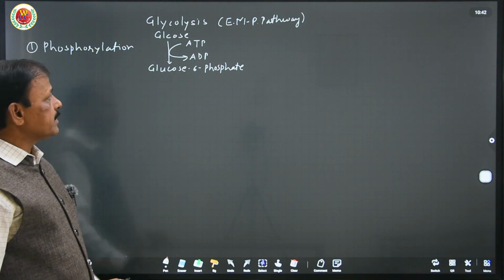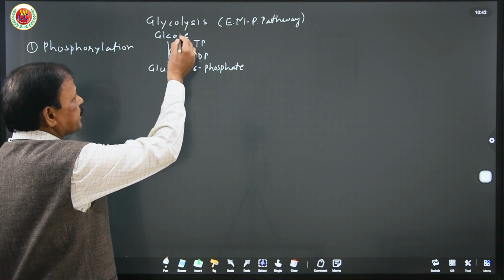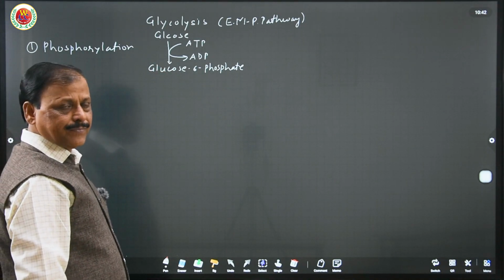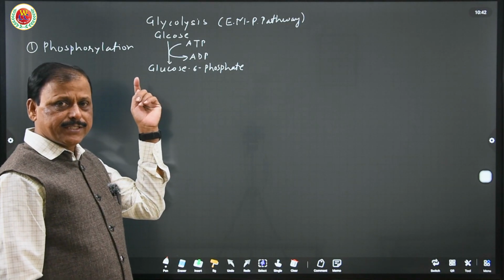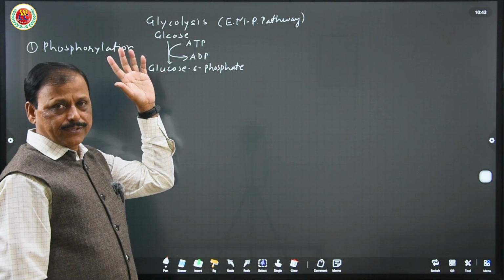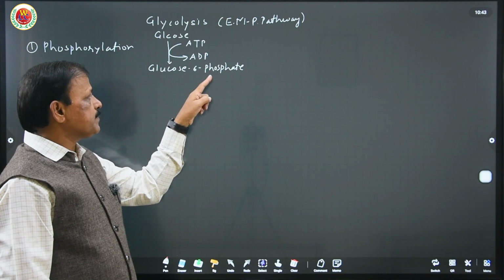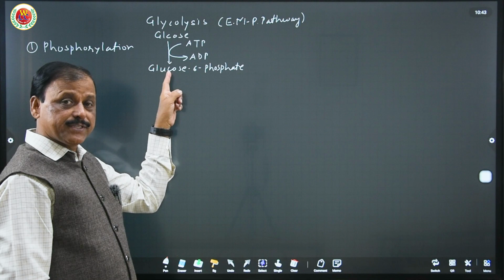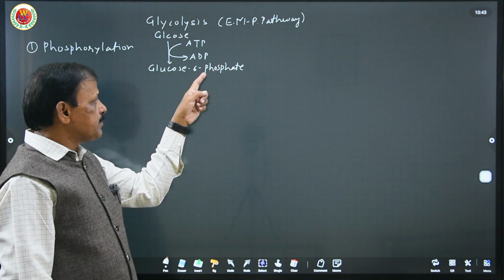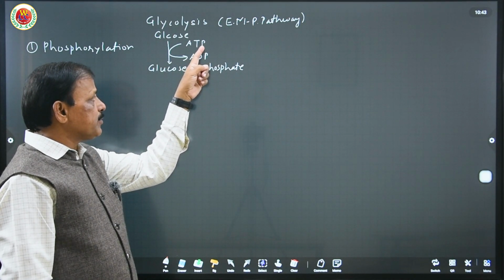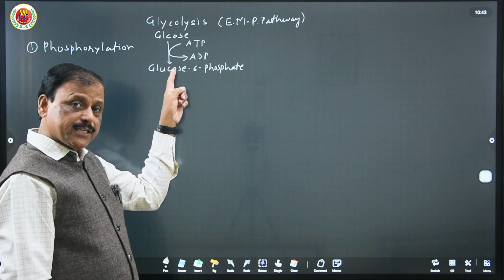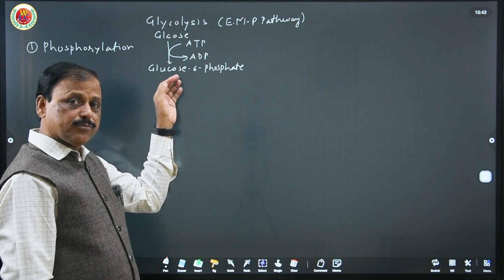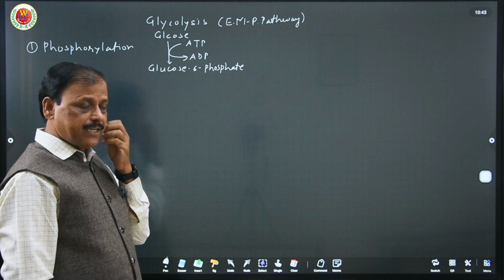So the first step we learned is phosphorylation, where phosphate is added to glucose to form glucose 6-phosphate. It's very easy. When we say phosphorylation, what does it mean? Addition of phosphate to glucose, producing glucose 6-phosphate. Glucose is a hexose sugar having 6 carbons in its composition. The phosphate is released from adenosine triphosphate and attaches to the 6th carbon of the glucose chain.